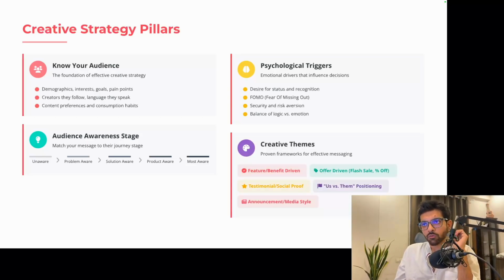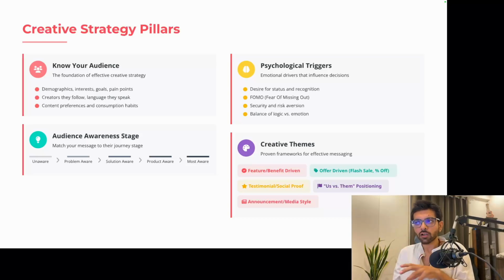Now all you have to do is combine this data and put it with creative themes. These are certain proven frameworks of effective messaging, like feature benefit, offer driven, testimonial, social proof, us versus them positioning, media style announcement. There are many more, and it's not like you have to be bound by them, but these are proven frameworks. There are other frameworks as well that you can check out on Google, but these are the core frameworks that you then need to merge your approach with, right?